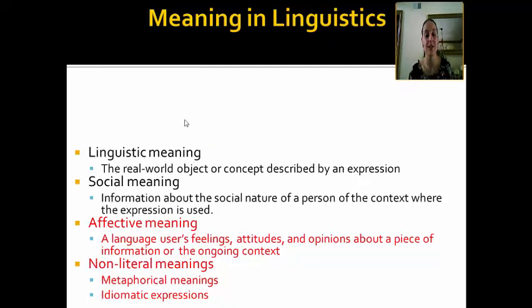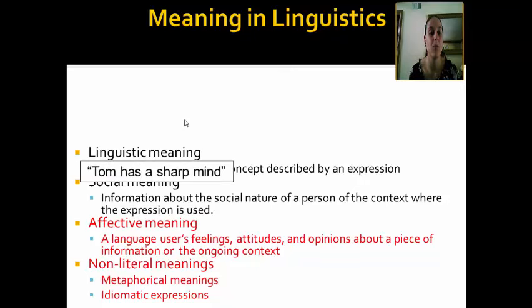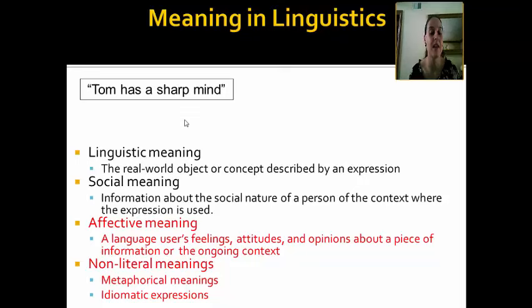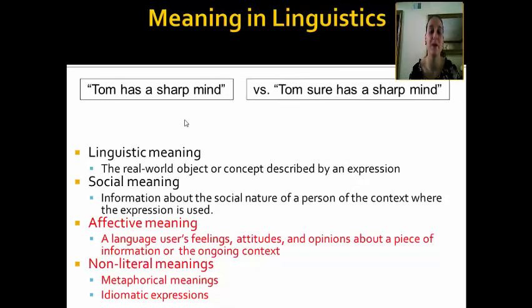Okay, so let's look at some other sentences to see if we can pick up the different levels of meaning. What can you tell me about the linguistic meaning of the sentence, Tom has a sharp mind? What we can tell is that it means that a person, Tom, a male, is intelligent, right, from a sharp mind. If I were to show you the second box, and we're going to compare these, so Tom has a sharp mind versus Tom sure has a sharp mind, right?